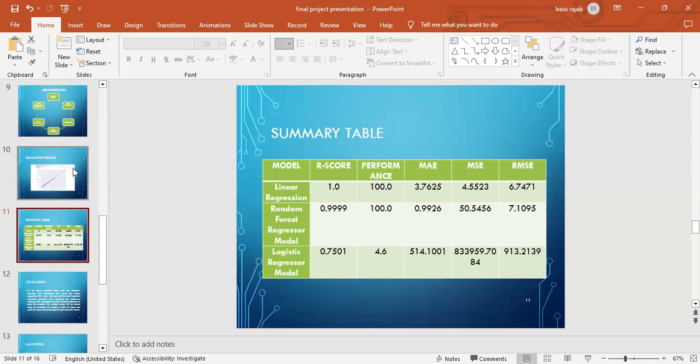And now the mean absolute error of linear regression was 3.7. Its mean square error was 4.5, and the root mean square error is 6. Now, if you look at the summary table, the errors of linear regression, if you add them up, are less than the errors of random forest, and the logistic has the bigger errors. So this makes our model the best among the three models.